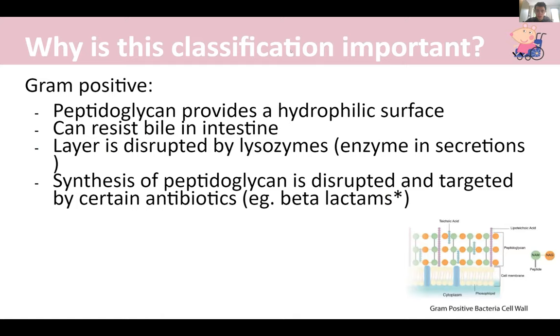So peptidoglycan provides a hydrophilic surface and can resist bile in intestines. Its layer can be disrupted by lysozymes. That's why you have lysozymes in tears and in saliva. They disrupt the cell membrane. Jonathan will talk about that in a minute. And synthesis of peptidoglycan is disrupted by certain antibiotics, the beta-lactam family. Talk about that in the notes. This is amoxicillin, cephalexin, I think.